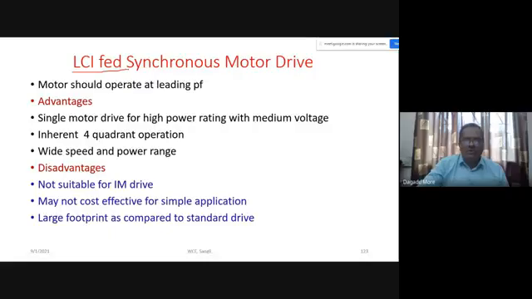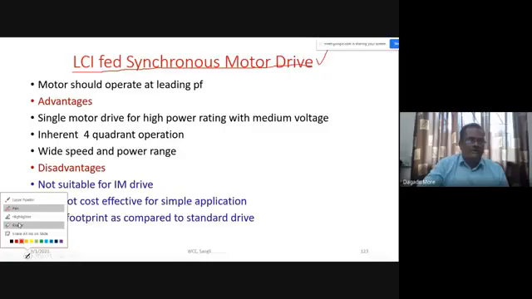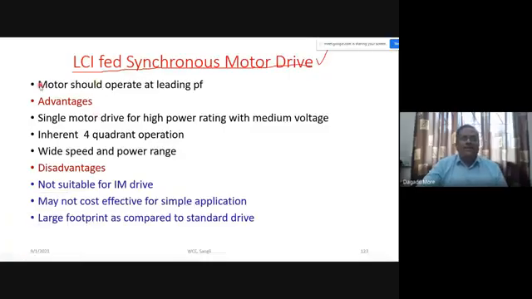This is the LCI fed synchronous motor drive, the scheme you have studied, particularly in industrial drives and control. What is the requirement here? The motor should operate at a leading power factor. Why? We want to commutate, that is turn off, the thyristor with the help of machine terminal voltage, and for that it should operate at leading power factor. That's why this scheme can be applied only for a field wound synchronous motor. It is not possible for BLDC or the induction motor.